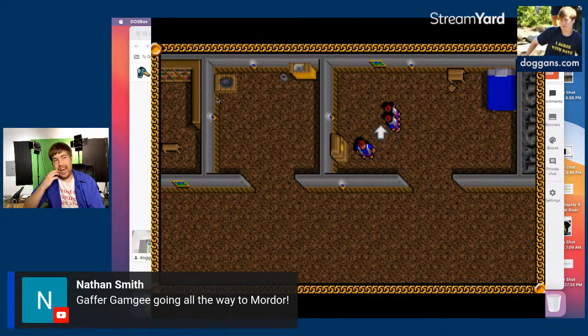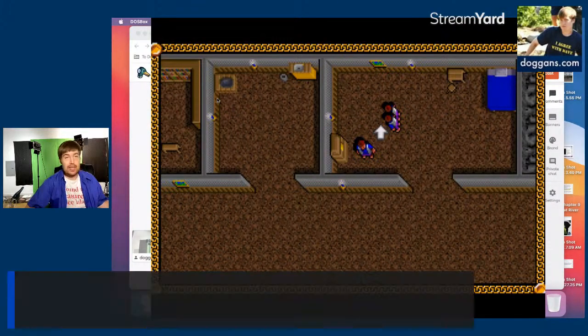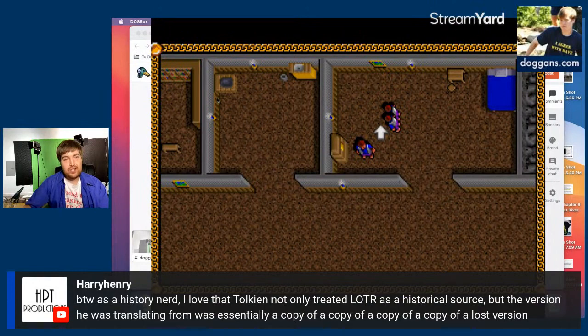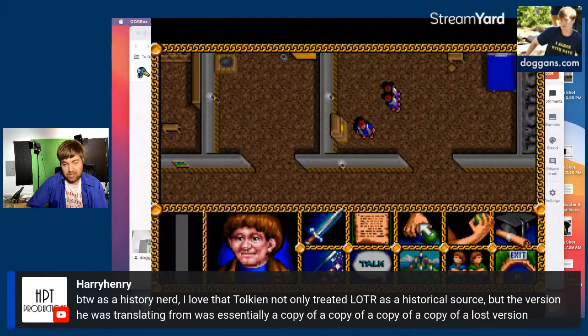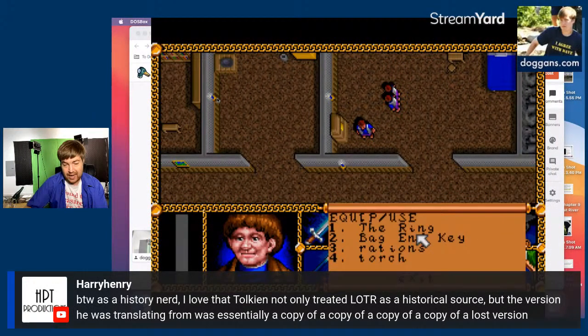Take the Gaffer and Rosie Cotton and just leave Sam at home to wait for them both. Yeah, that's one of the things that's so great about Lord of the Rings and Tolkien, like just the way he came from academia.